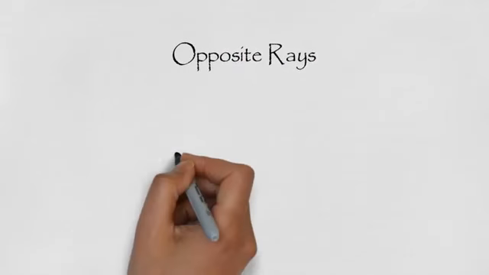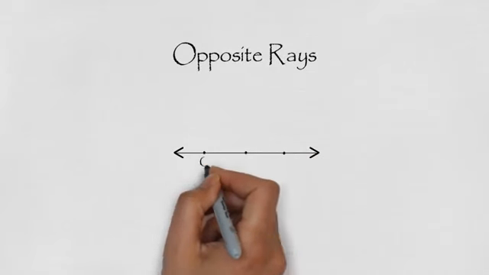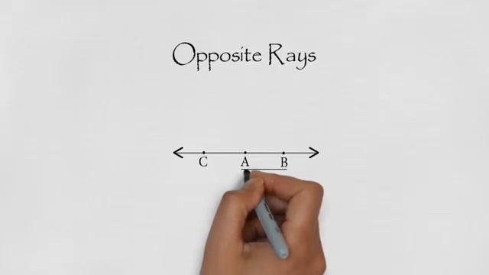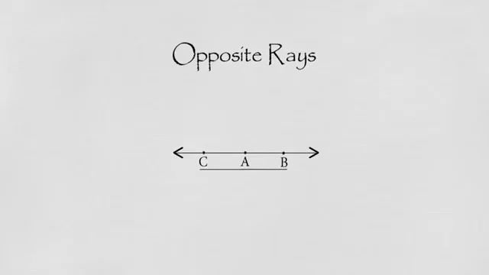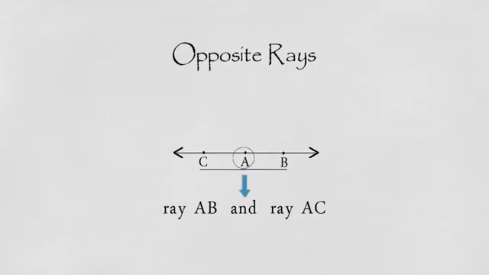Opposite rays. Two rays which lie on a line having same origin are called opposite rays. In the figure, ray AB and ray AC are opposite rays. The origin A is the common point of ray AB and ray AC.